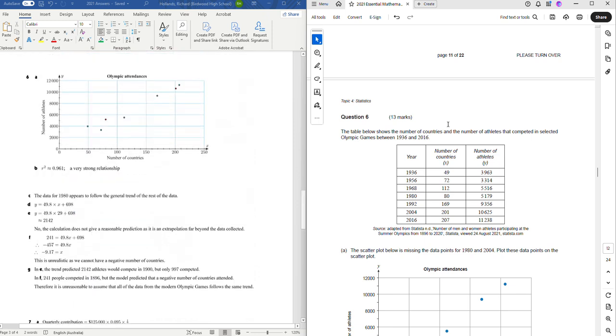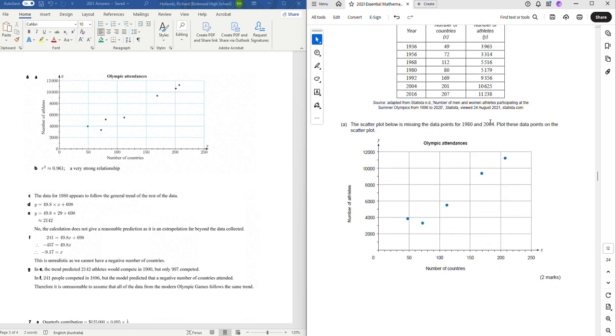So the table below shows the number of countries in X and the number of athletes in Y that competed in selected Olympic Games between 1936 and 2016. All right, the scatter plot below is missing 1980 and 2004. Plot these data points on the scatter plot.